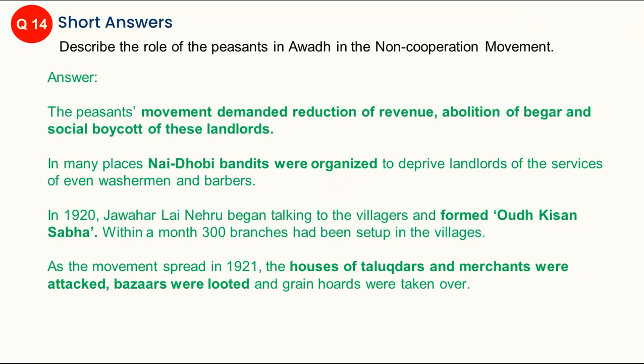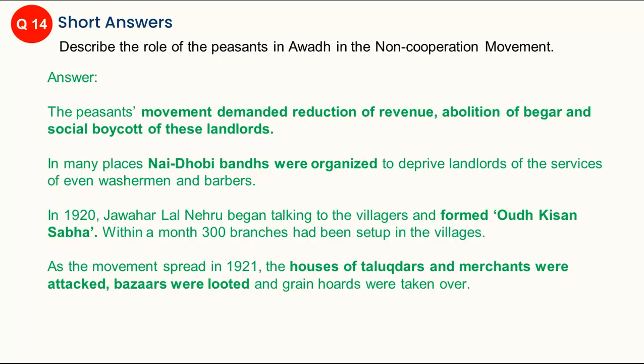Describe the role of peasants in Awadh in the non-cooperation movement. The peasants' movement demanded reduction of revenue, abolition of begar, and social boycott of oppressive landlords. In many places, Nai-Dhobi Bandhs were organized to deprive landlords of the services of even washermen and barbers.